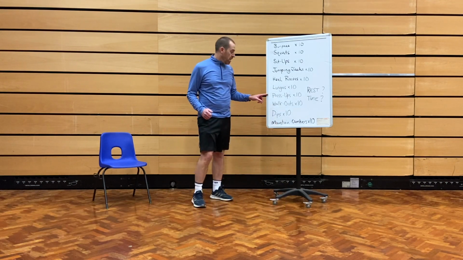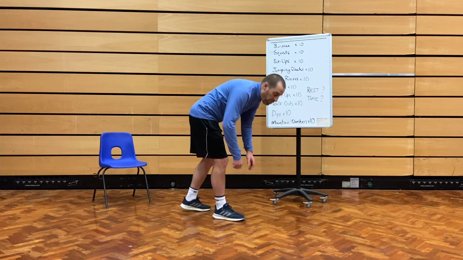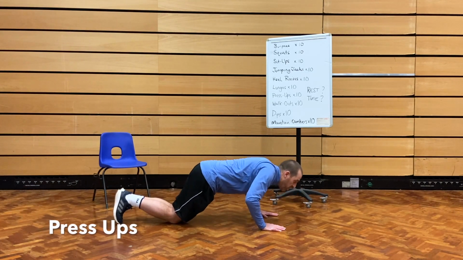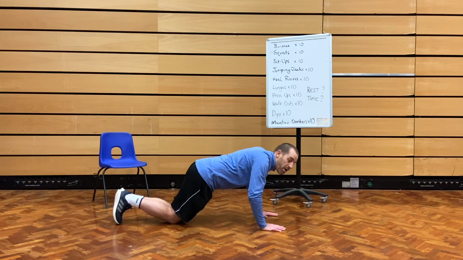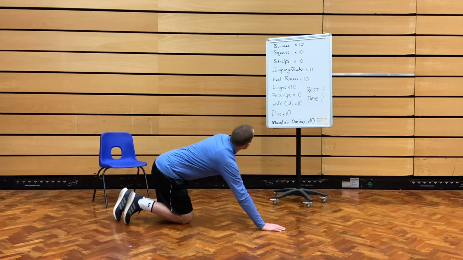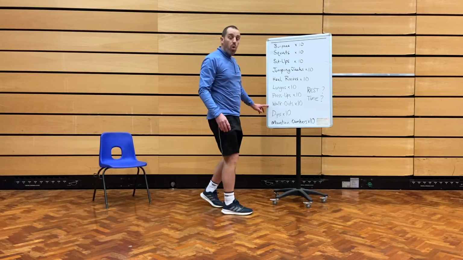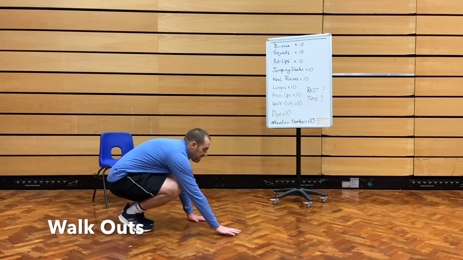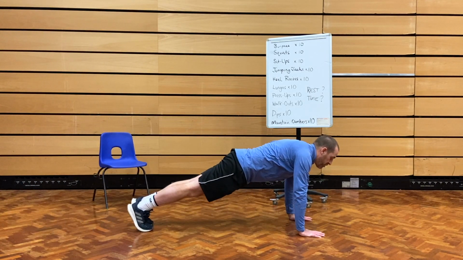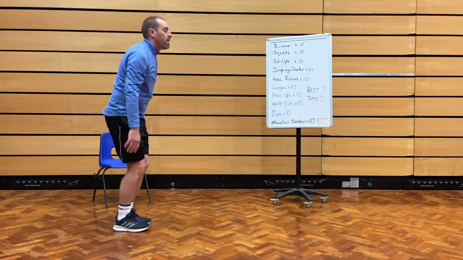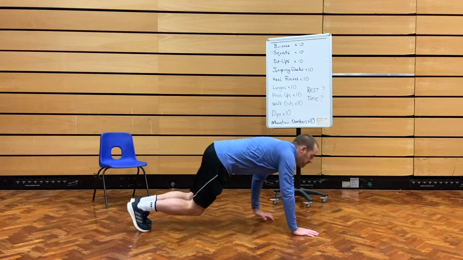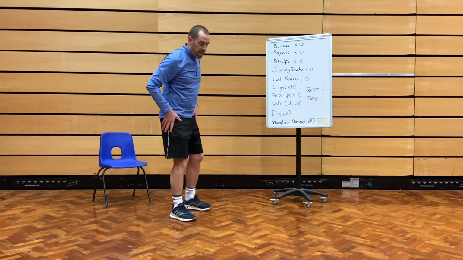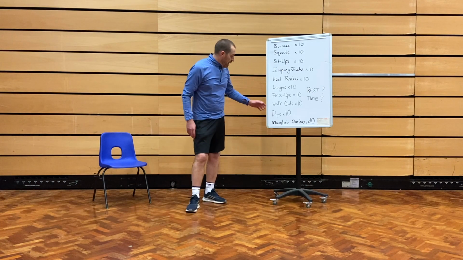That's your lunges. Press-ups. Now if you can't do a press-up with your body straight, then it's fine just to drop your knees down onto the floor and just practice bending your elbows, like so. A walkout is to go down onto your hands, walk out into your front support position, walk back, stand up. Walk out, walk back, stand up. That's a good workout for your shoulders and it's working your leg muscles as well.